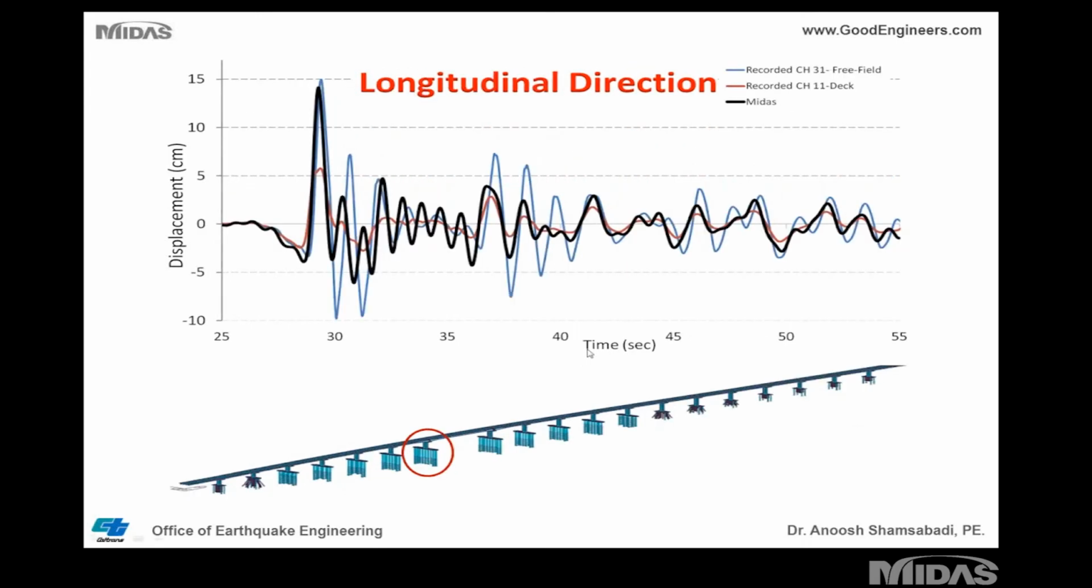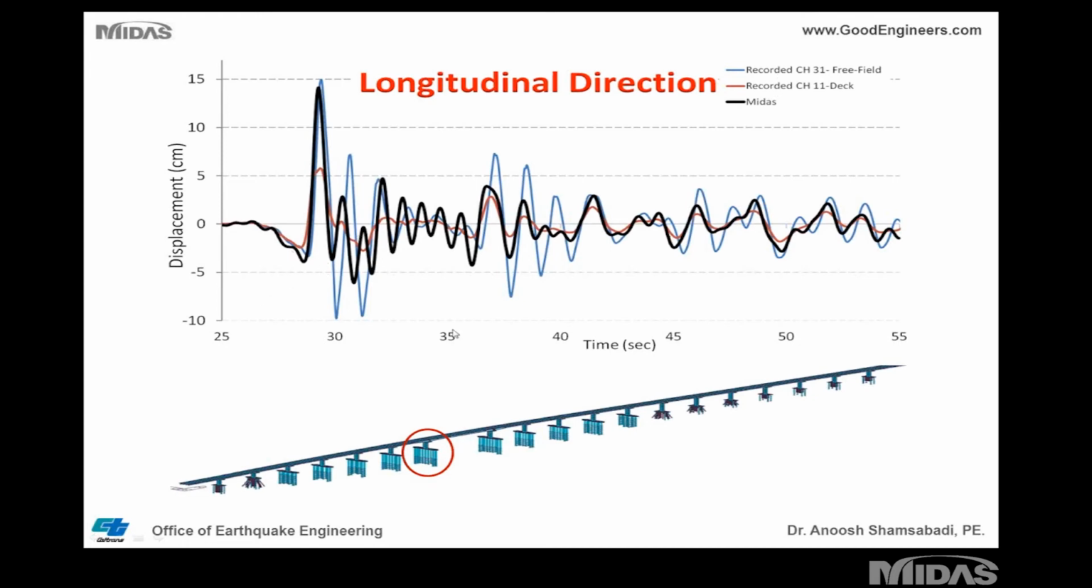So now, what about the analytical model versus the recorded motion? I'm looking at analytical model channel 11 in the longitudinal direction, which is top of the superstructure, versus the input motion. The reddish line is the input motion in Midas, which is the recorded input motion. The black line is the Midas result versus the bluish, which is the recorded motion.